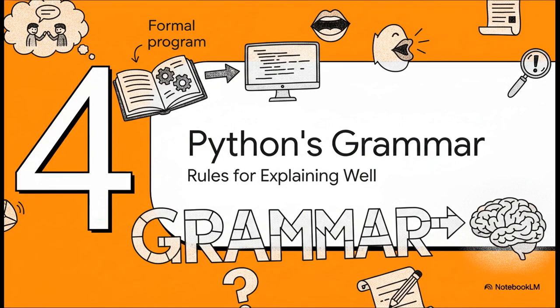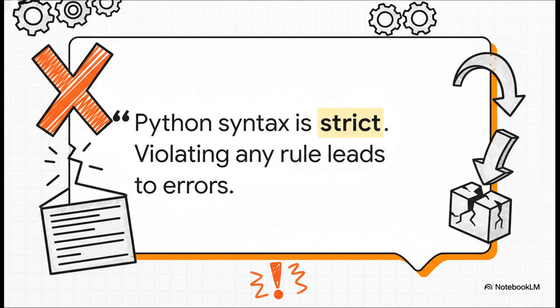So it doesn't matter if you're in the chat or in the workshop, you've got to speak Python's language correctly. And just like any language, it's got grammar, a set of rules you absolutely have to follow if you want to be understood. These rules are what make it possible to explain well. And here's the deal with Python's grammar. It is strict. It's less like a suggestion and more like, well, the laws of physics for your code. If you get a rule wrong, your program just won't run. But hey, don't worry, the rules are actually pretty simple once you see them. Let's look at the big ones.